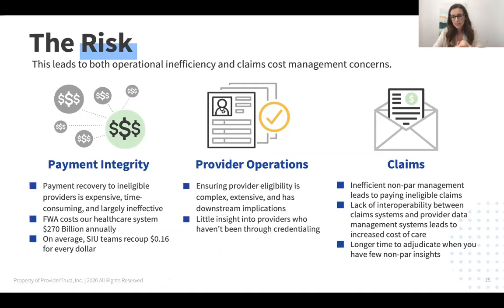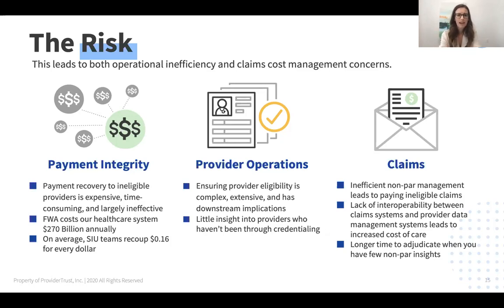So obviously the end result of this is dollars flowing out the door in terms of claims leakage, but it can take different manifestations across these departments as well. So we know that in the payment integrity area of plans, people feel this very acutely because you're having to chase down those dollars. And that should be no surprise that fraud, waste, and abuse typically comes in at around $270 billion annually. But we know that these recoupment efforts see a lot of challenges and typically only recoup about 16 cents for every dollar. So that's just a lot of money that's going out from that part of the organization.